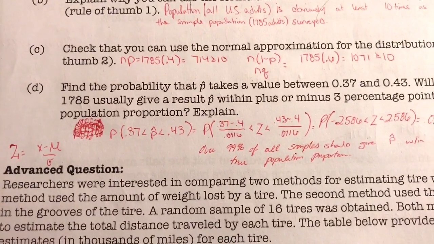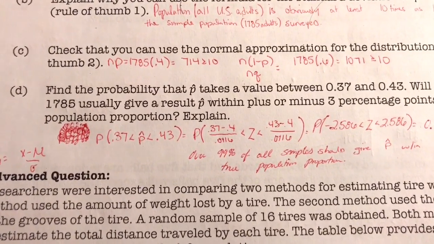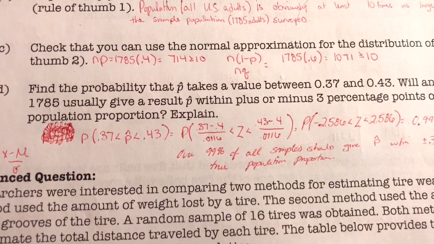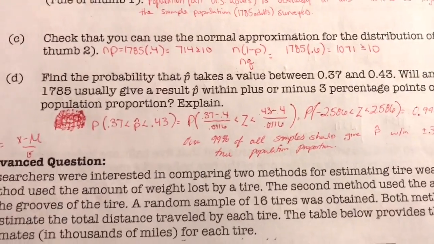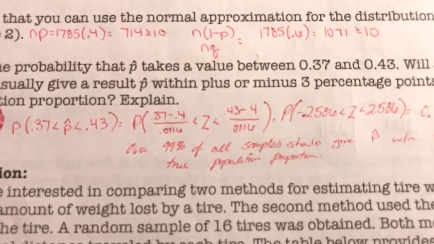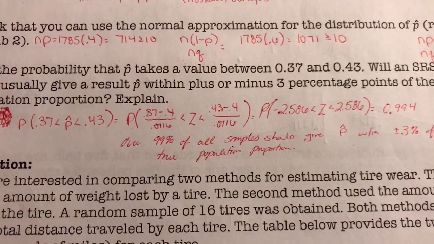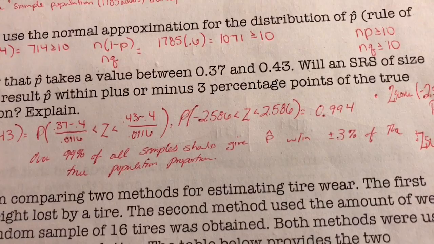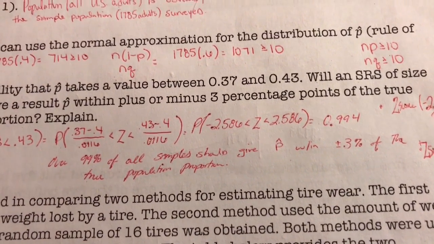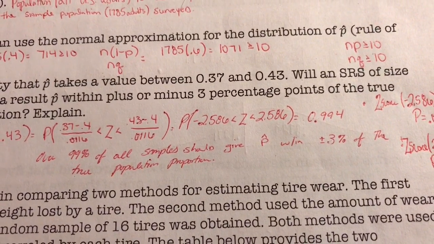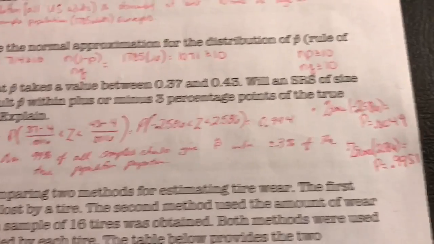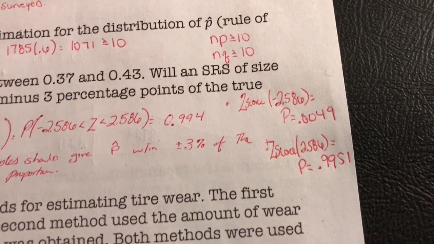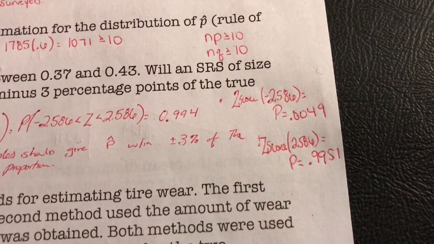So I plug it into the proportion over here and get 0.37 is less than p hat, which is less than 0.43, which was given in the problem. Then you plug those numbers into your z-scores and put them into the equation. Once you do all that, you get negative 2.586 and positive 2.586, which are your z-scores. Then you go to your table in the front of your book to find your proportion values, and you get 0.0049 and 0.995.